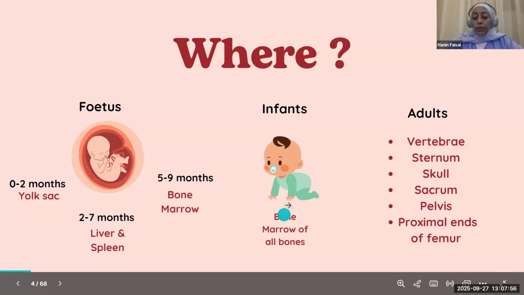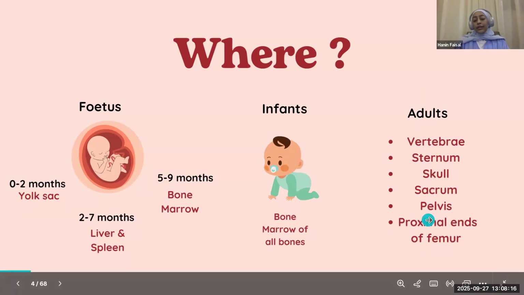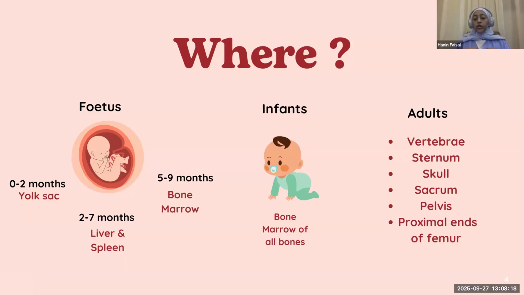While for infants, it's going to happen in the bone marrow of all types of bones. So in all of the bones, hematopoiesis is going to happen in the bone marrow for the infants. While in adults, it's still going to happen in the bone marrow, but for specific types of bones, which are vertebrae, sternum, skull, sacrum, pelvis, and the proximal ends of the femur. An easy way to memorize them is to go in an order. You start with the skull, and then you have your sternum and vertebrae, and then the lower part down, you have your sacrum, pelvis, and the proximal part of the femur.